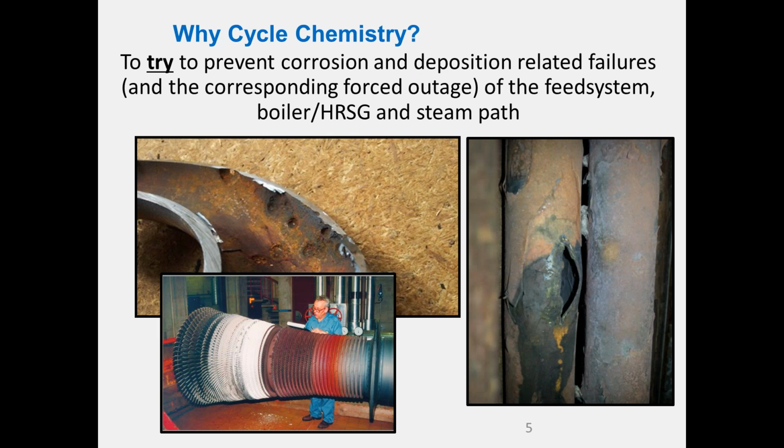So why cycle chemistry? What we're trying to do is prevent corrosion and deposition related failures, and obviously if your boiler springs a big leak, it's not going to run, so we call that a forced outage of the feed system, the boiler, HRSG, and the steam path. So all these images here are bad days in the office. This is a severe pitting damage, which has actually caused a leak in a superheater.